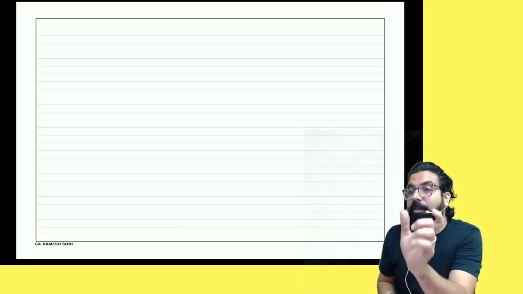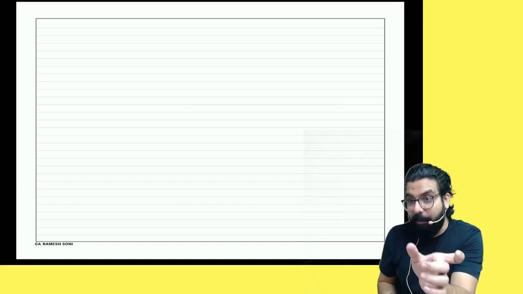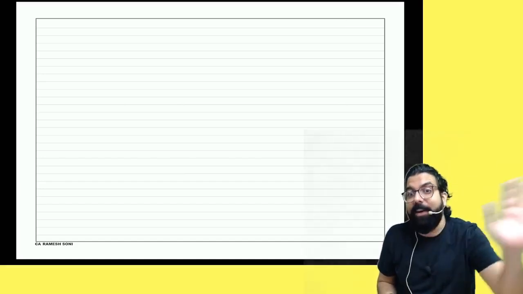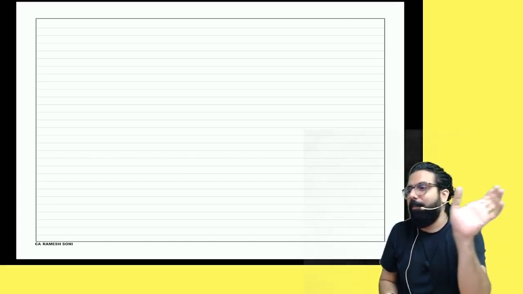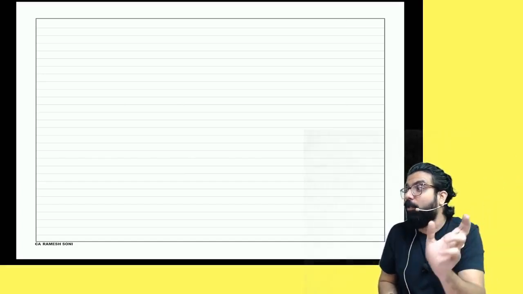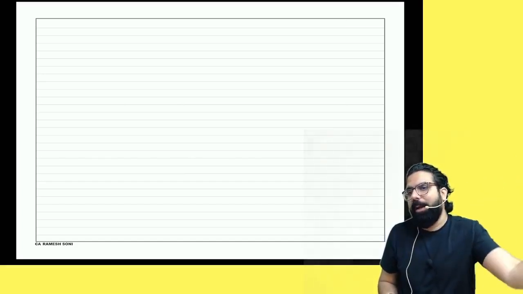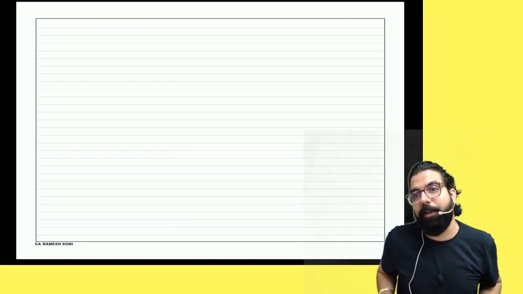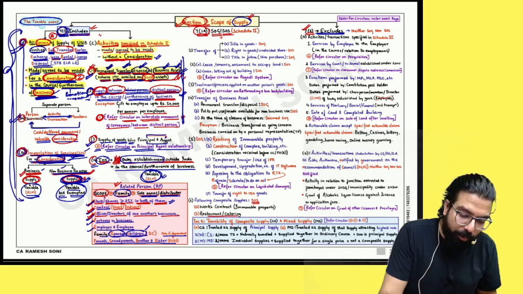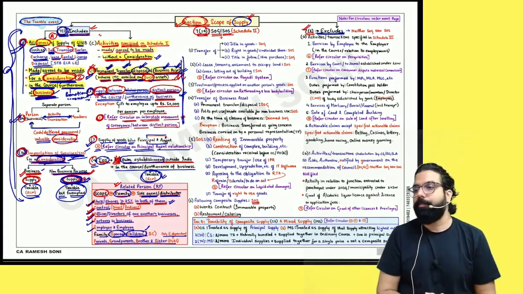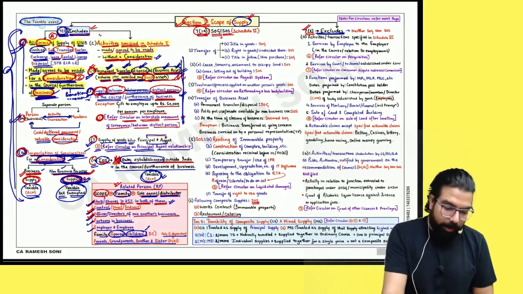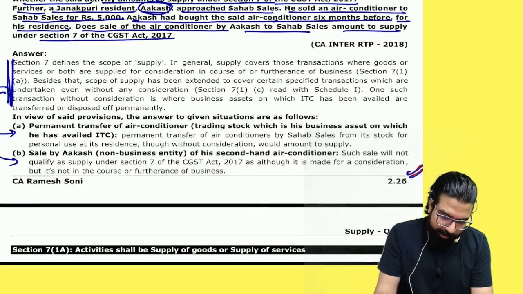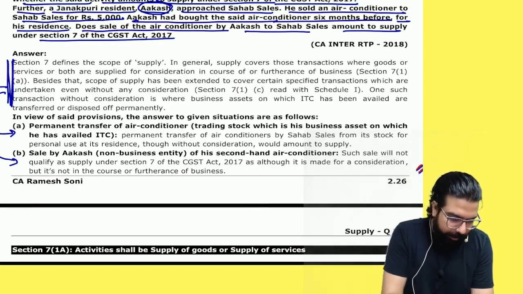R for reverse charge, R for recipient. When the recipient pays, it is called reverse charge mechanism. Is my point 100% clear? You have to tell me if you guys have any doubt till here. No, nothing. People, listen. Question answers also we have done till here.